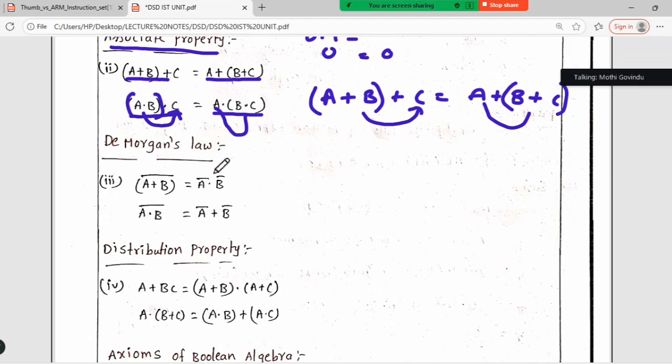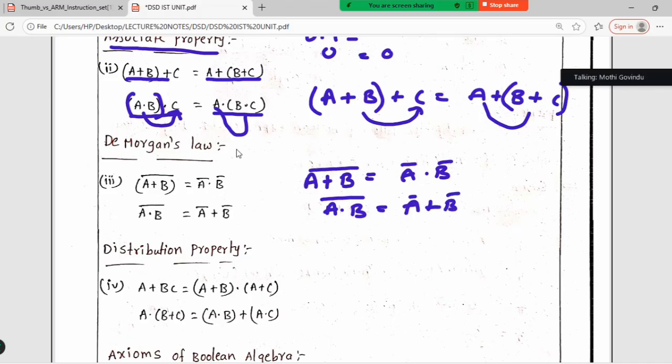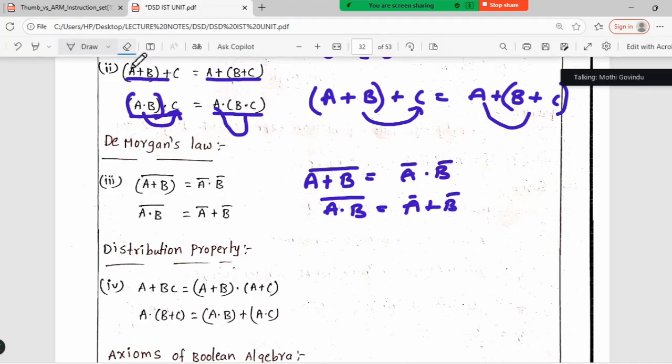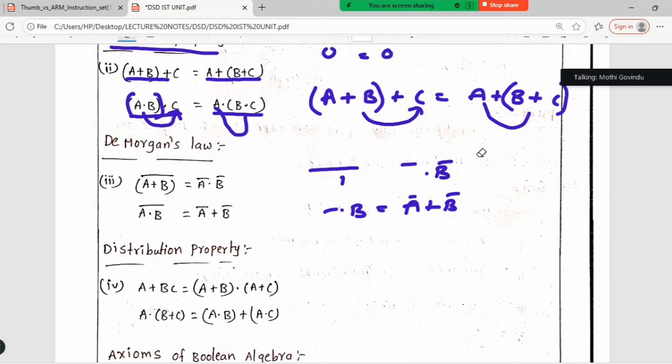Now we are going to talk about De Morgan's law. It is very important. What is De Morgan's law? A plus B whole bar equals A bar into B bar, and A into B whole bar equals A bar plus B bar. Look here: A plus B whole bar equals A bar into B bar, and A into B whole bar equals A bar plus B bar. I'll tell you how you can easily remember this.